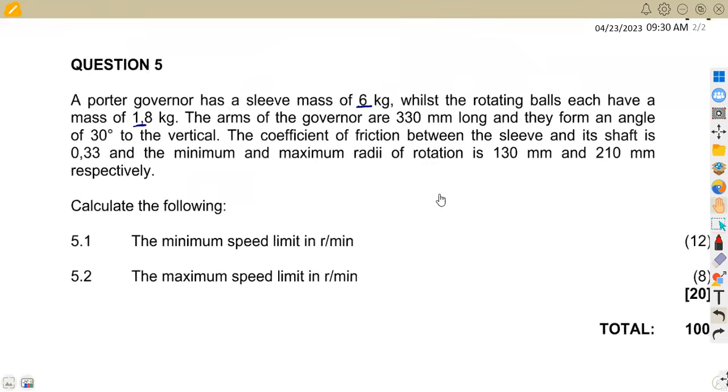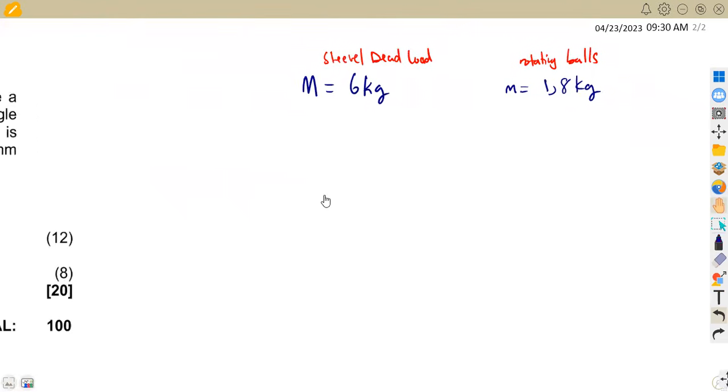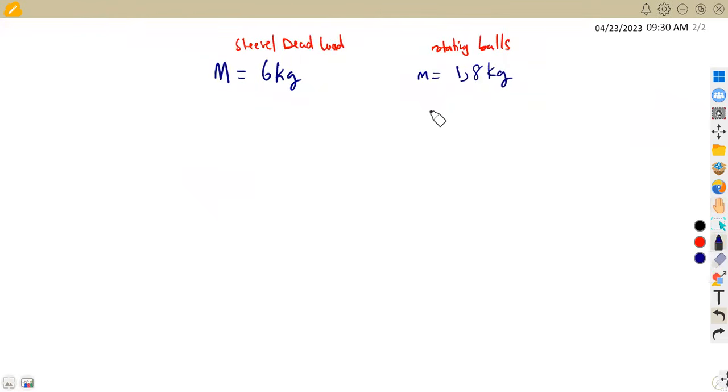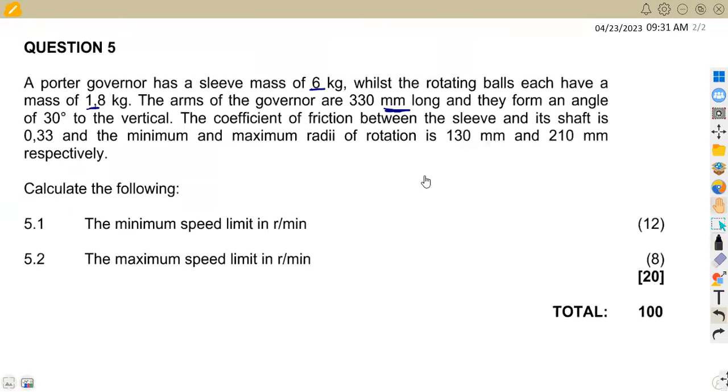Okay, so let's check the other information. We are also given that the arms of the governor are 330 millimeters long, so we can refer to this as L. I'm going to have a sketch of the diagram of what is happening with the information you're given. That's in millimeters, so we can divide by 1,000, which is 0.33 meters, since a meter is equivalent to 1,000 millimeters. Milli means times 10 to the exponent of -3, so you can multiply by 10 to the power of -3.